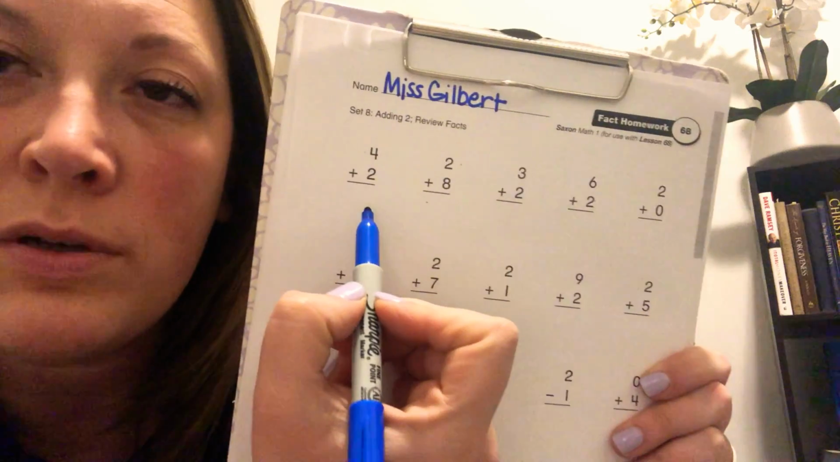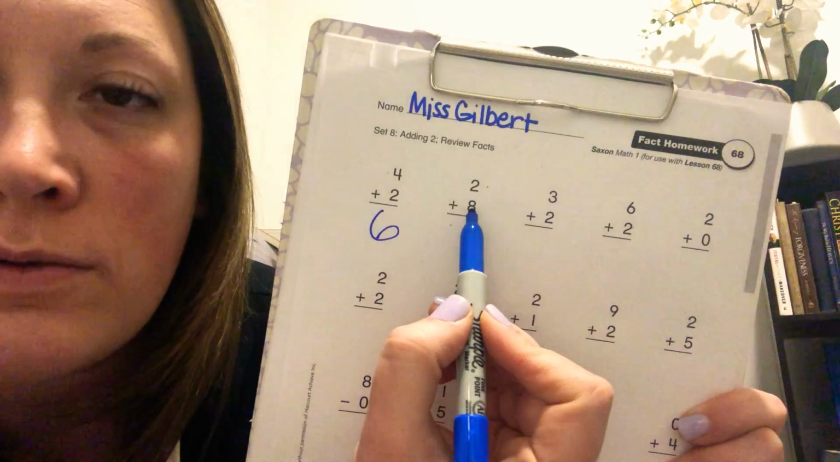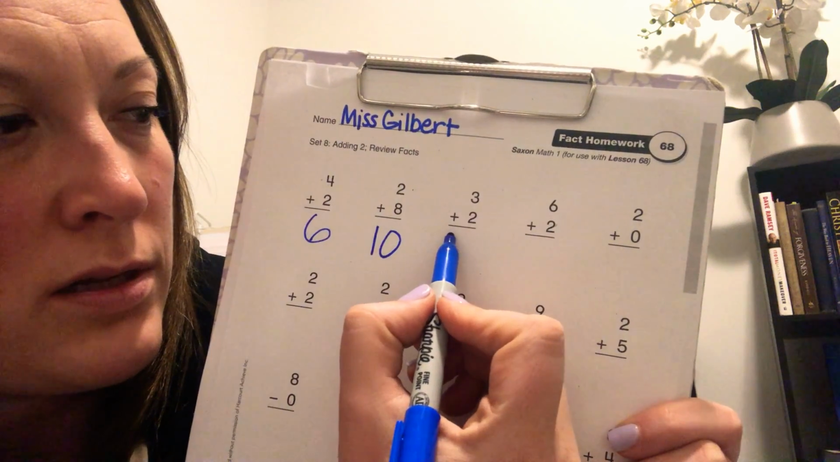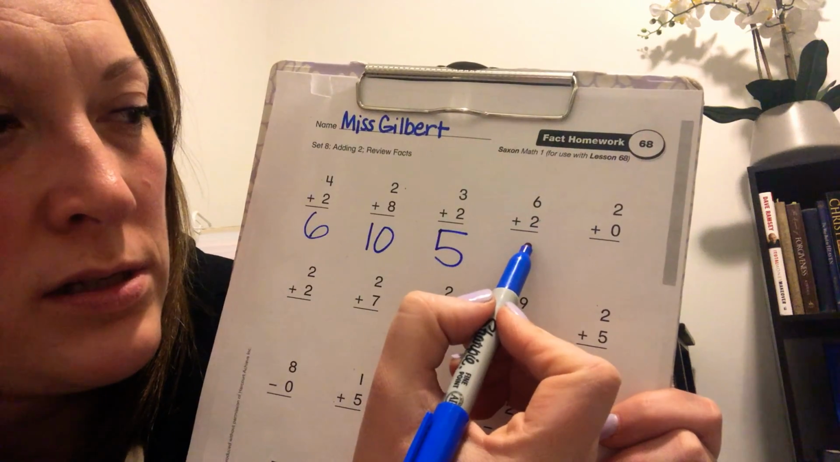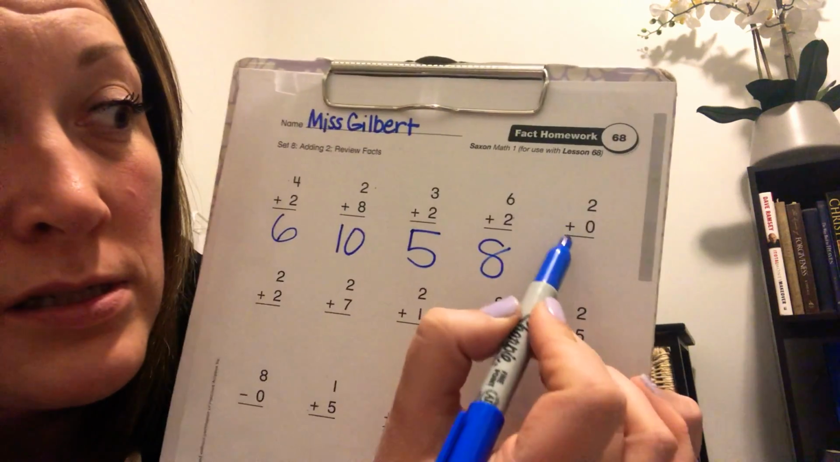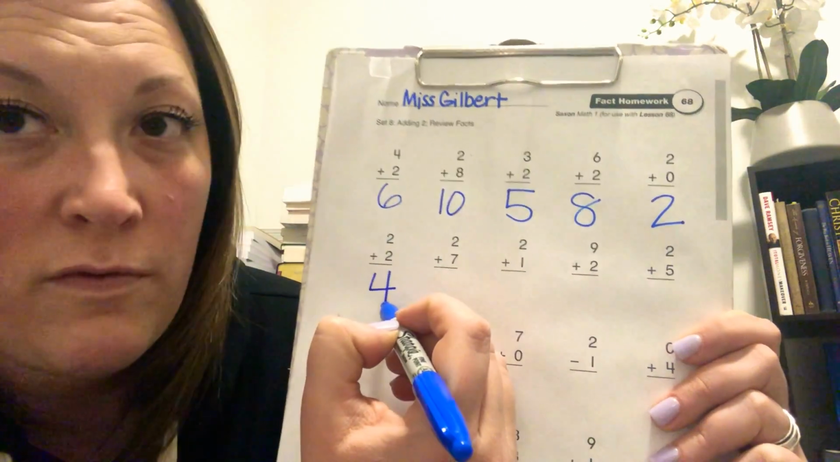So I'm going to say it with you. I want you to see if you can say the number before me. Ready? 4 plus 2 equals 6. 2 plus 8 equals 8 plus 2 equals 10. 3 plus 2 equals 5. 6 plus 2 equals 8. 2 plus 0 equals 2. Next row. 2 plus 2 equals 4.